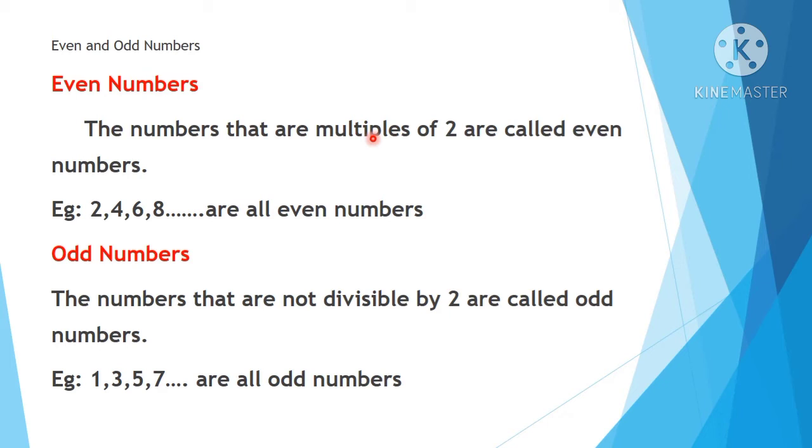So you can write 2, 4, 6, 8, 10, 12 goes on. That's our even numbers. Then 1, 3, 5, 7. These numbers are not divisible by 2. So these are all odd numbers.